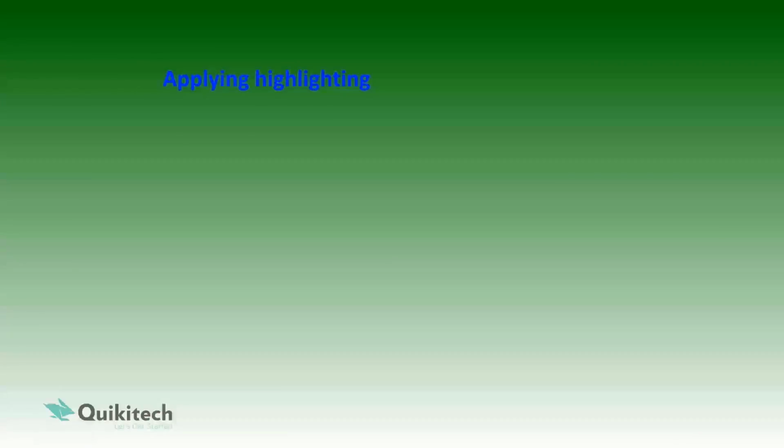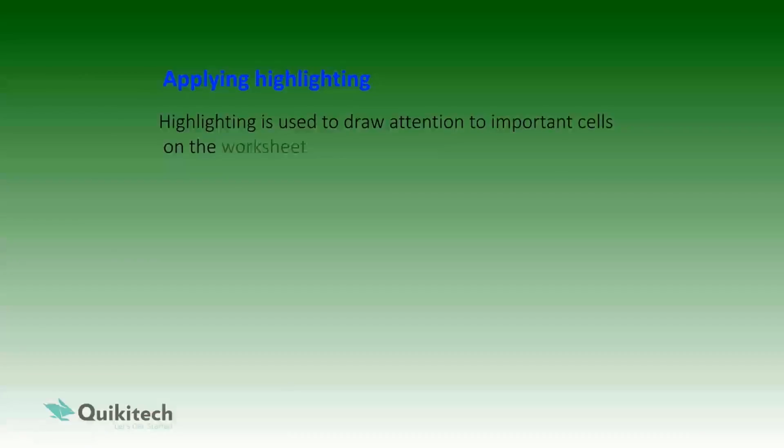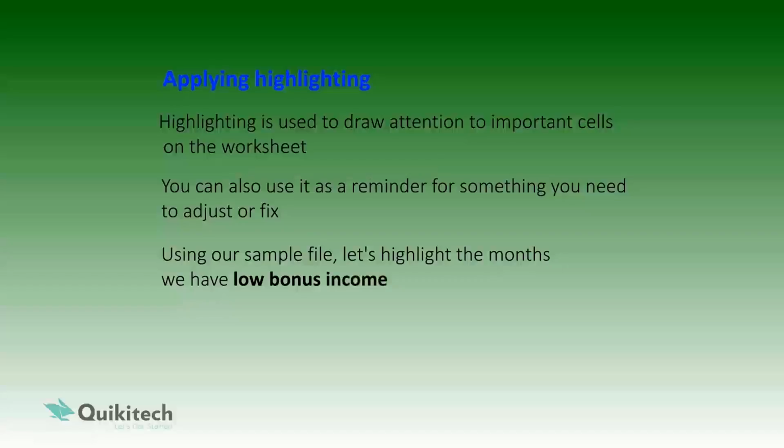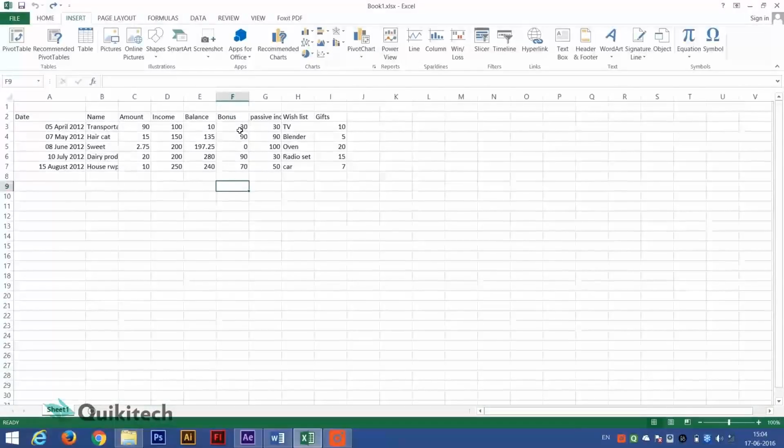Applying highlighting. Highlighting is used to draw attention to important cells on the worksheet. You can also use it as a reminder for something you later need to adjust or fix. Using our sample file, let's highlight the months that we have low bonus income. To do that, follow these steps. 1. Select the cells you want to apply the highlighting to. In our sample file, we will select cells F3 and F5 as they contain low bonuses.